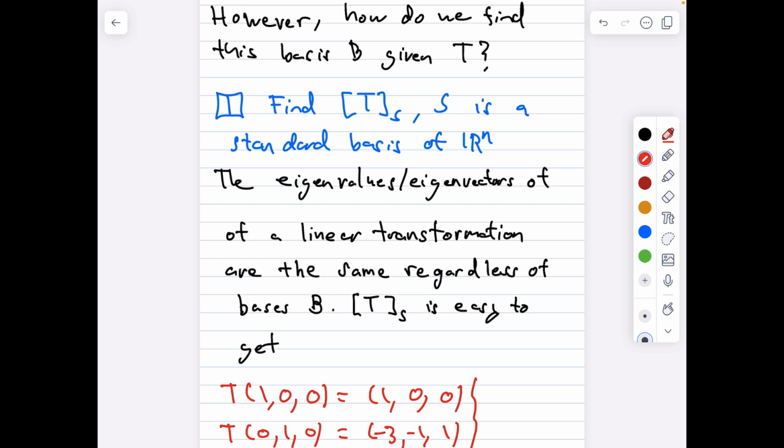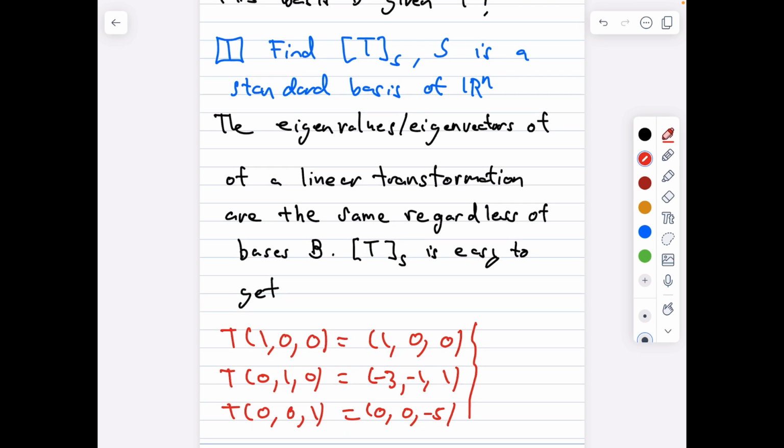So first thing, I'm going to find the matrix for the transformation T with respect to S. S is just going to stand for the standard basis of Rn, in this case R3. If you were working with polynomials, then you'd work with the standard basis for polynomials instead. The reason for this is that all eigenvalues and eigenvectors of a linear transformation are the same regardless of the basis B. That's why I'm doing this. And S itself, the standard basis, is really nice to work with computationally.